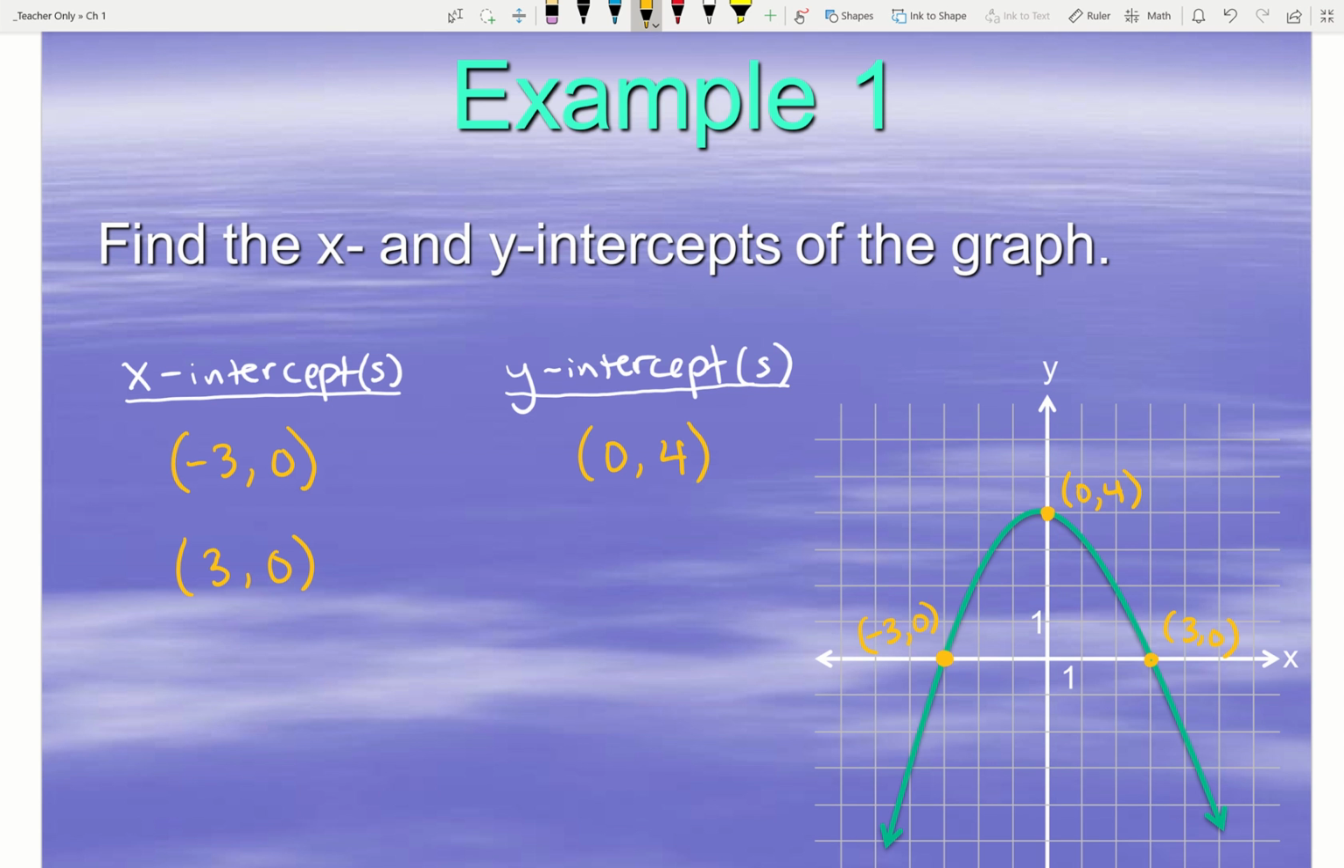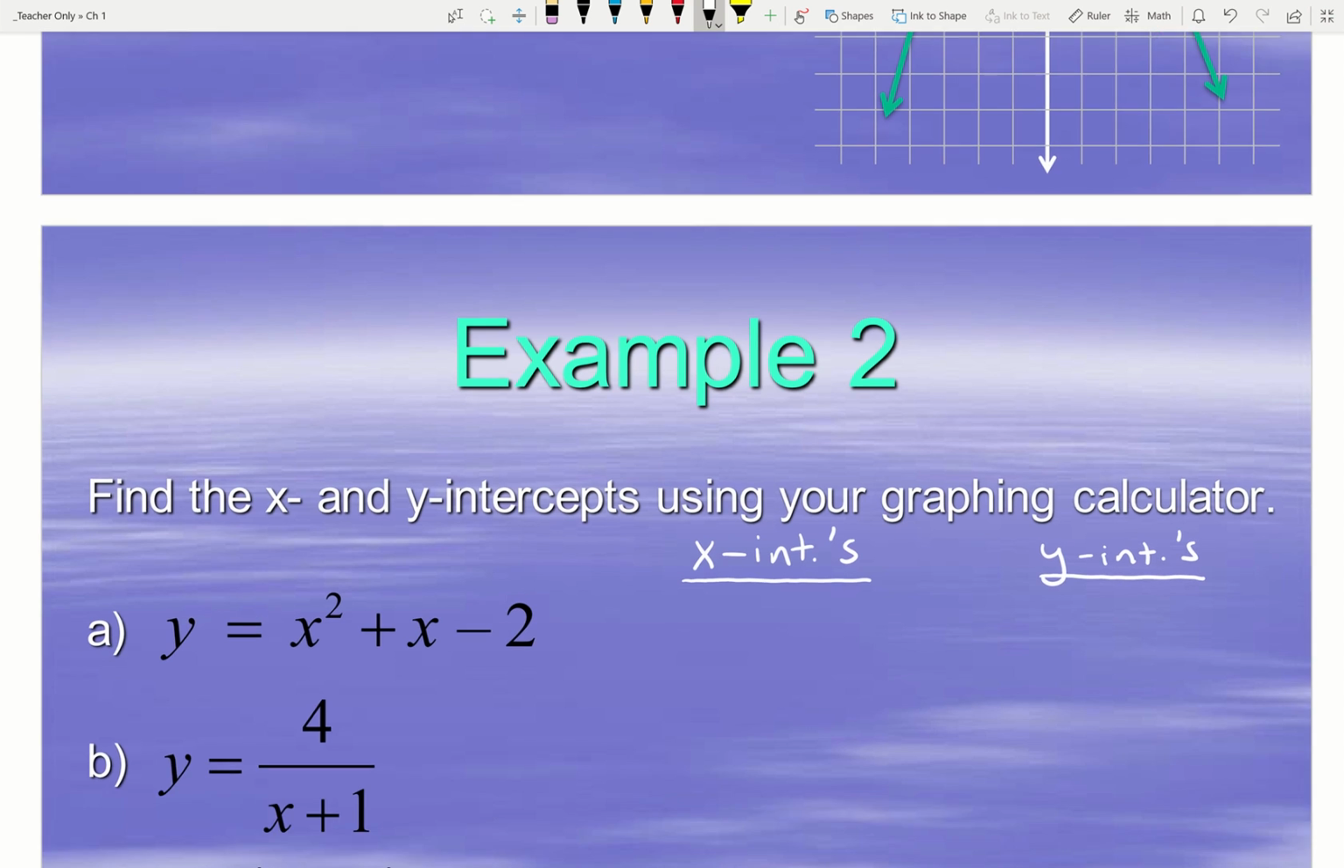Okay? And one of the finer details about your x and y intercepts is that when you have an x-intercept, your y coordinate is always going to end up being 0. And for your y-intercepts, your x-coordinate is always going to end up being 0.